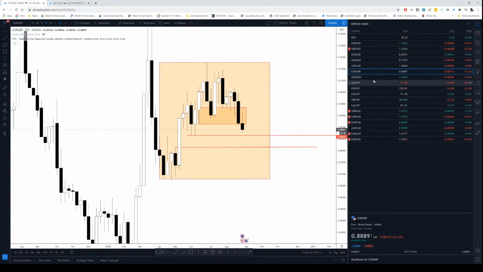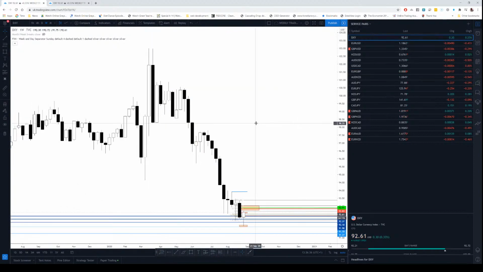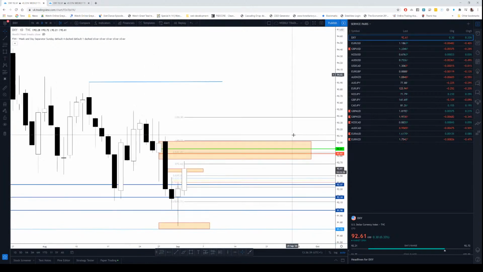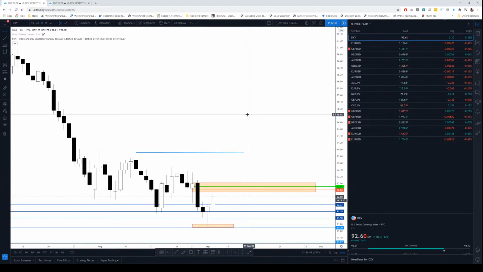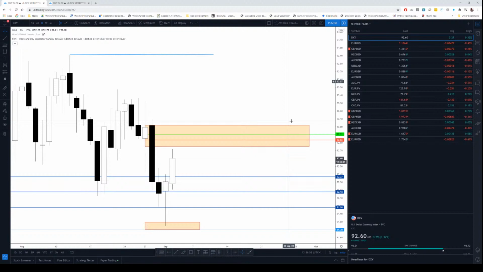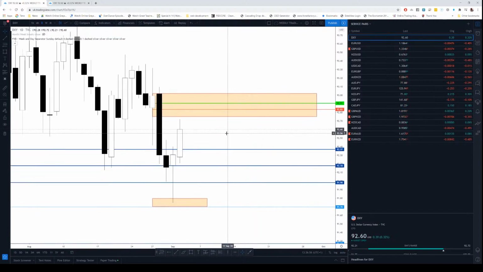Let's see what we've got on the dollar. So let's delete that. Get rid of that. Right, so we can see what the dollar has been doing since Monday. For those of you that were with me Monday, I did make mention of where I was watching price. That was a level that I was watching between this high, between there and that was where I was expecting price to bounce off from.